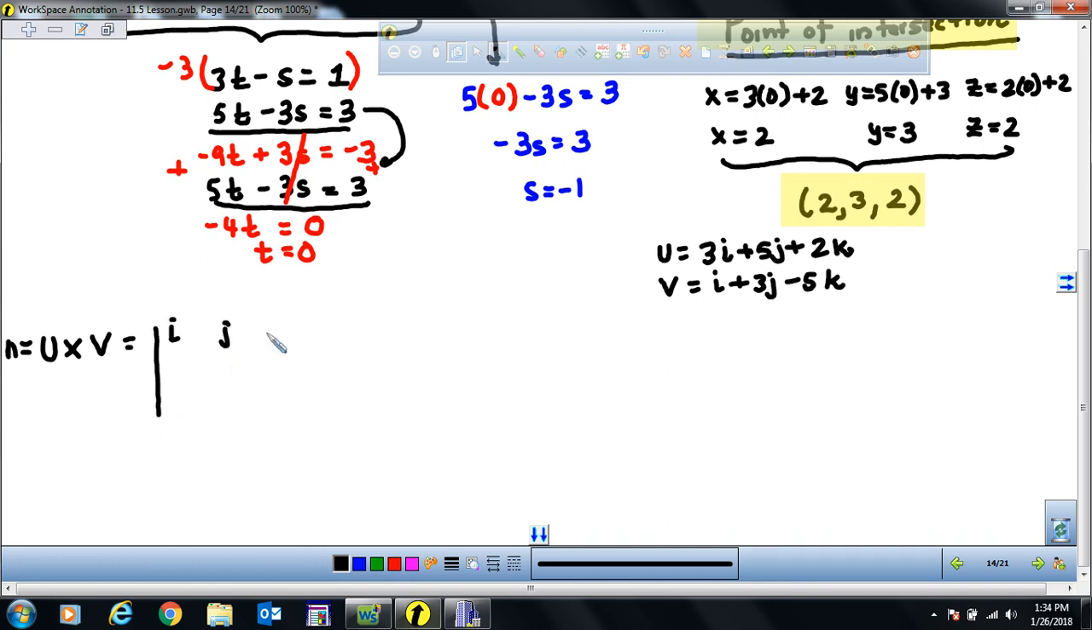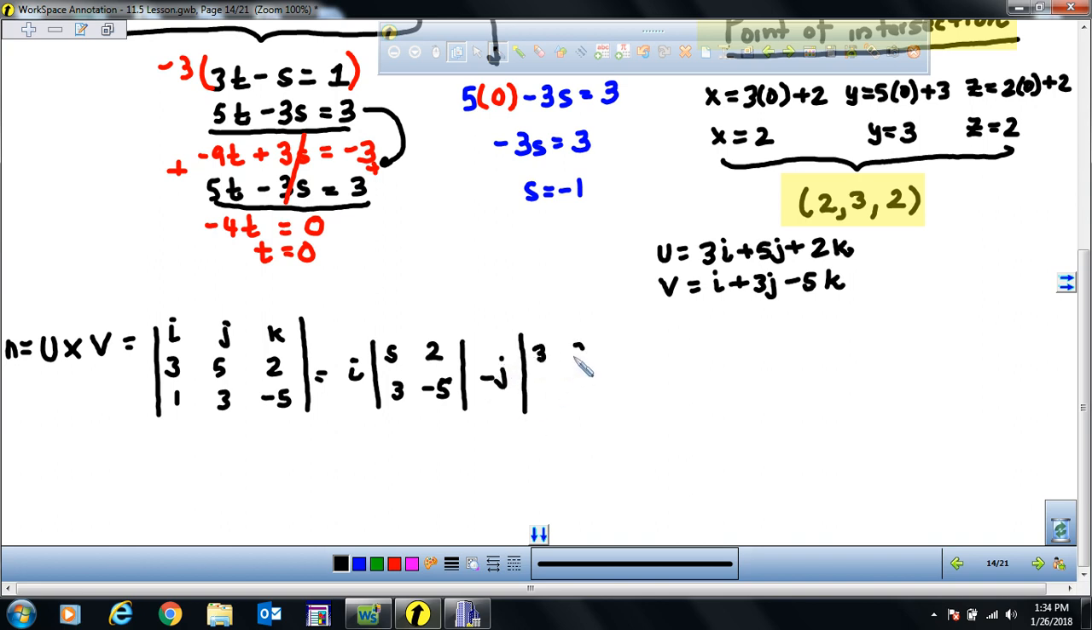That would be I, J, and K, and the components are 3, 5, and 2, and these ones are 1, 3, and negative 5. So let's do the determinant. It's I times the determinant of 5, 2, 3, and negative 5, minus J times the determinant of 3, 2, 1, and negative 5, and then plus K times the determinant of 3, 5, 1, and 3. I'm going to call that vector N, N for normal, perpendicular.